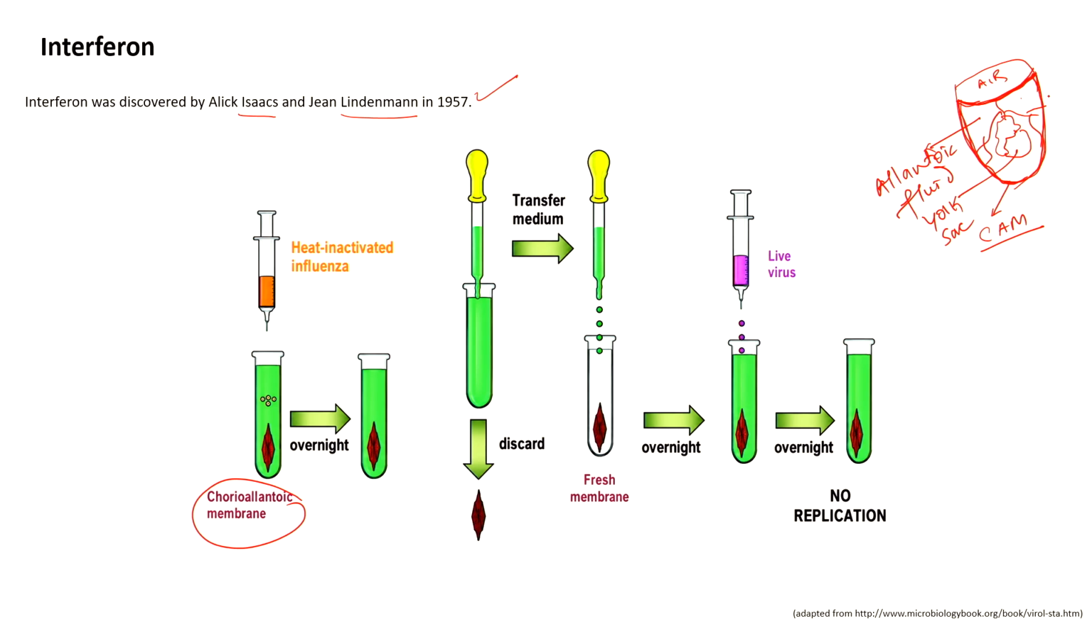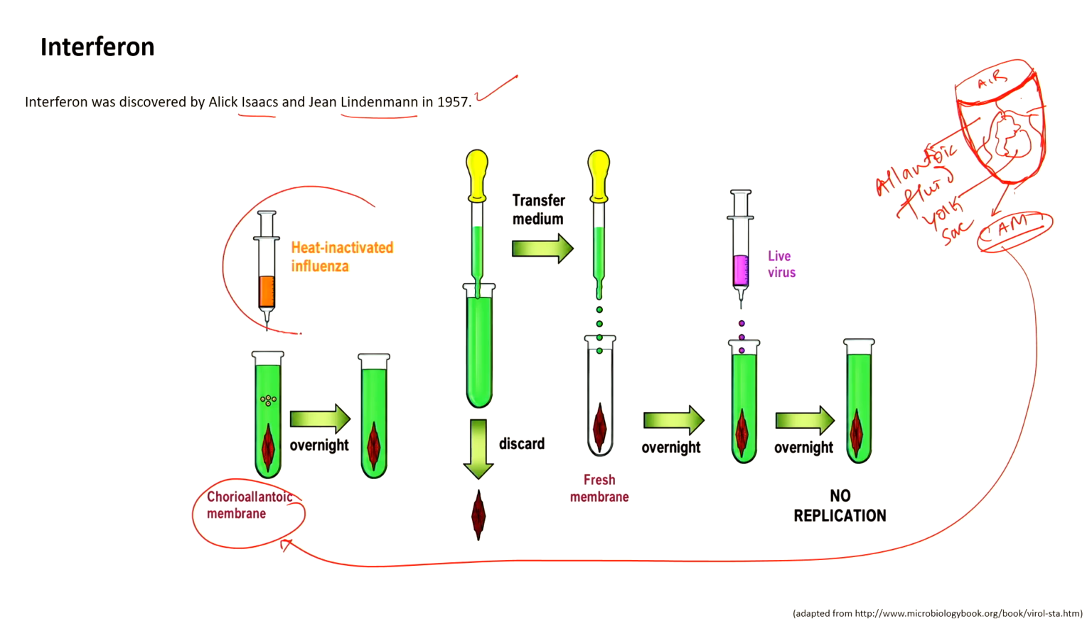What Isaacs and Lindenmann did is they took this CAM, the chorioallantoic membrane, and infected it with a heat-inactivated influenza virus, meaning an influenza virus which may not be able to cause a disease condition. Once you have a virus, there are ways to inactivate it. Either we can give a heat treatment, a chemical treatment, or use UV irradiation. All these three processes will eventually make the virus a little attenuated.